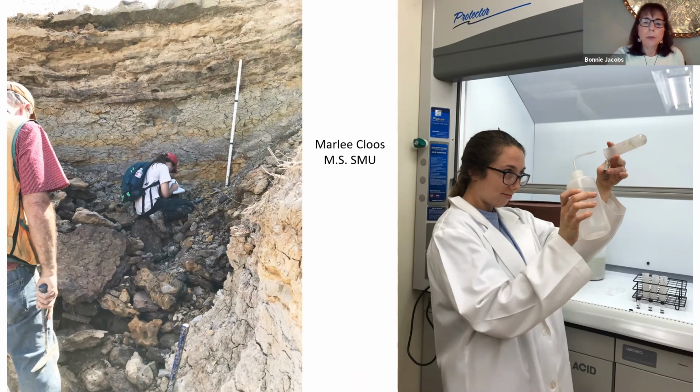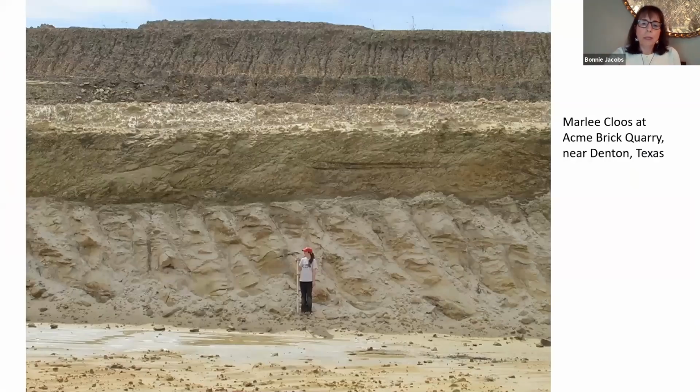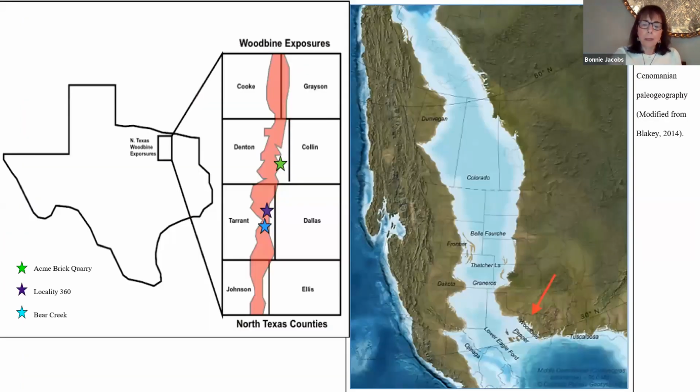So she went out to 3 different sections. Here's one of the sections that she measured. This is from a place called the ACME Brick Quarry, which I never knew there really was an ACME Brick Quarry, but apparently this is where Roadrunner got all his material. So here's Marley. She is standing there with a Jacob staff, it's called, having nothing to do with me. And that helps to measure up the section and note down all the different attributes of the sediments and the rocks that you find. So she did that and at the same time collected her pollen samples.